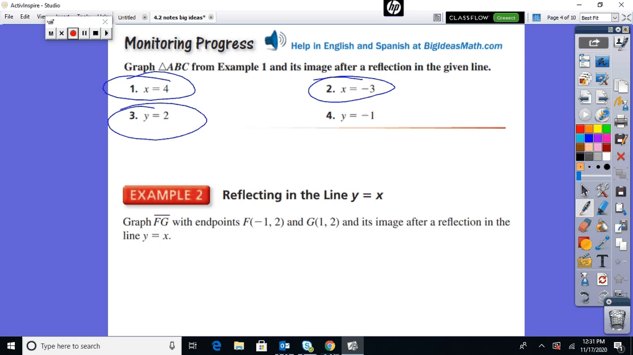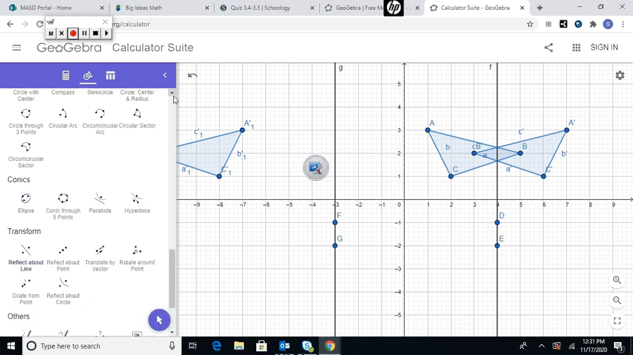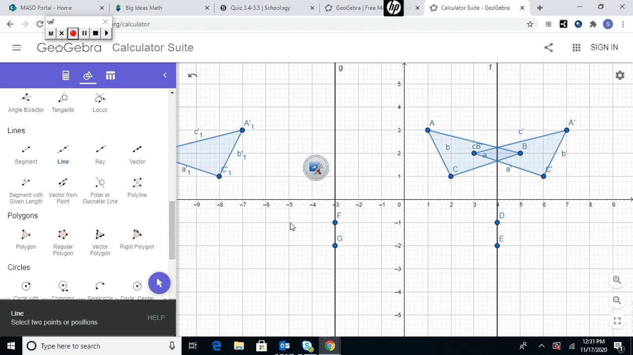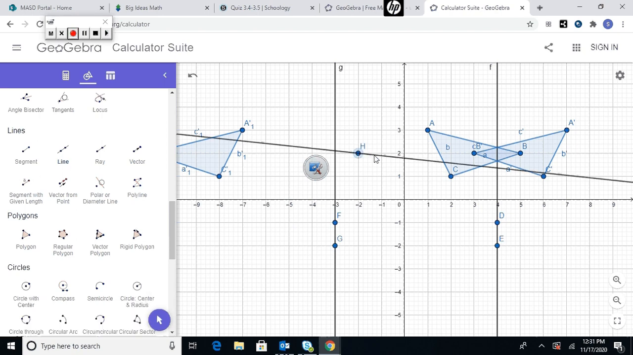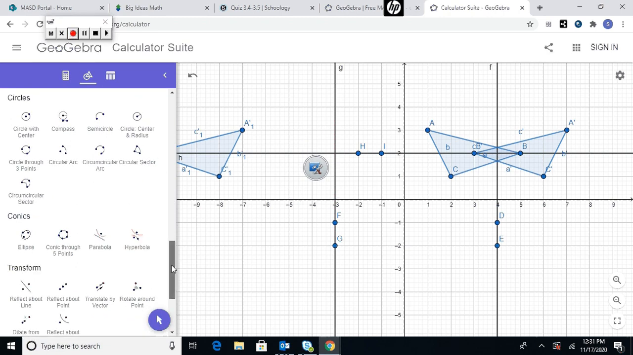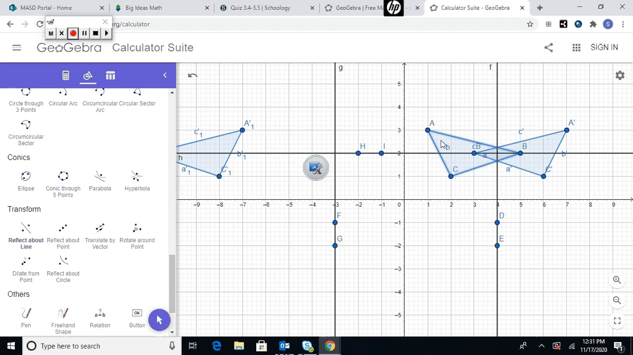Next, let's do some horizontal lines. So y equals 2. Go back to line. Y equals 2 is up here. Back to transform. Take the triangle, reflect it across the line y equals 2. There you go. That one's kind of neat looking.